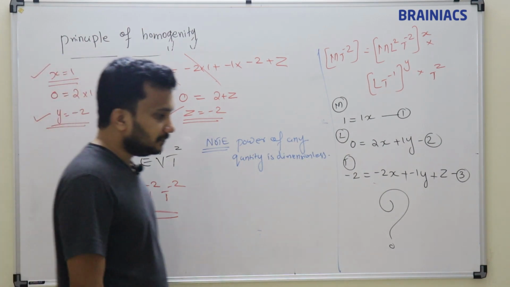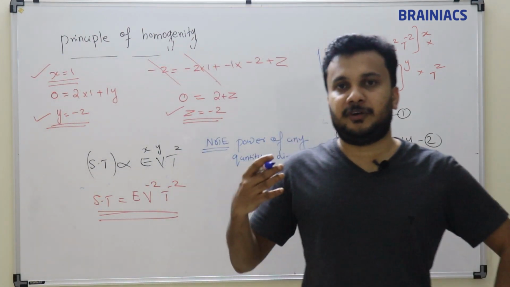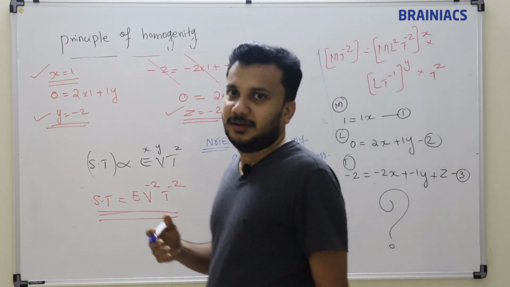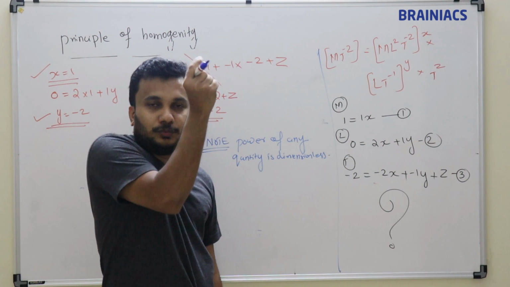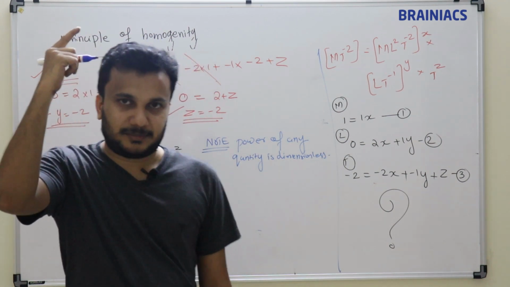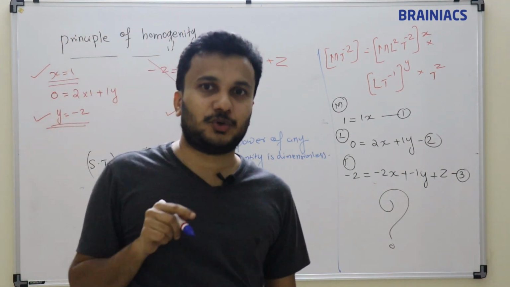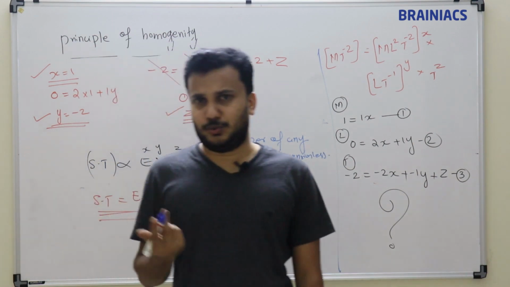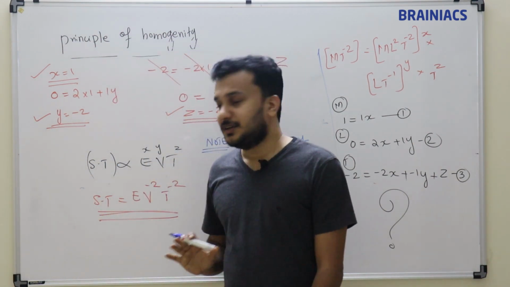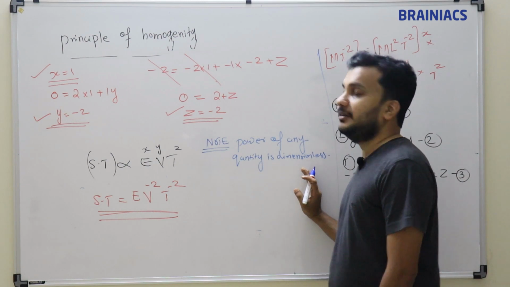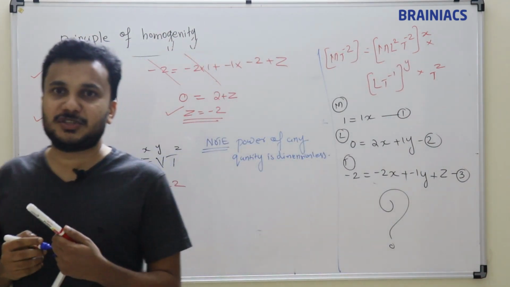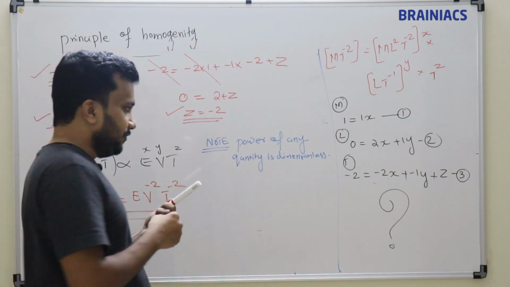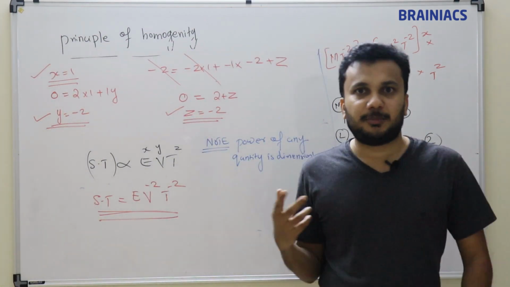If you have some power, for example x square, x in the square means the power is equal to 2. Will 2 have any dimension? No, because it is a constant quantity. So the power of any quantity is a dimensionless quantity. Remember this concept from the principle of homogeneity. And if you still have some doubts, watch this video a couple of times.